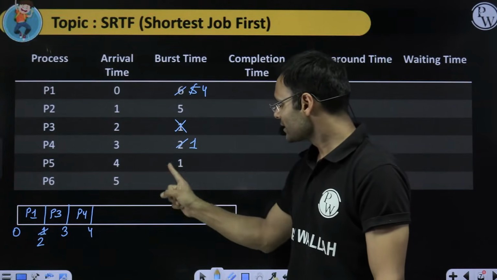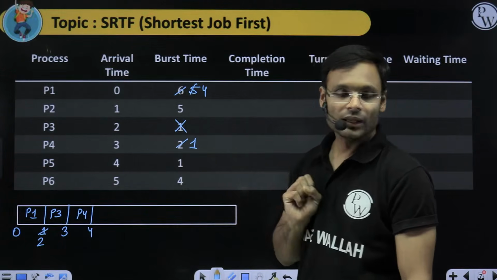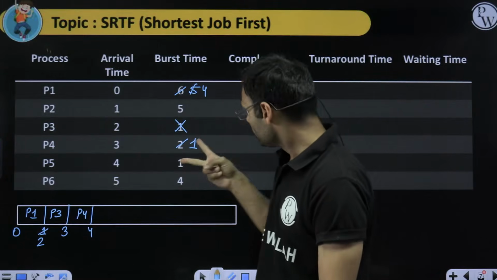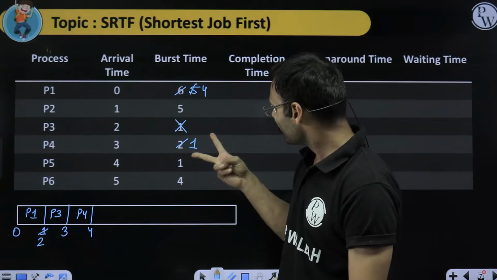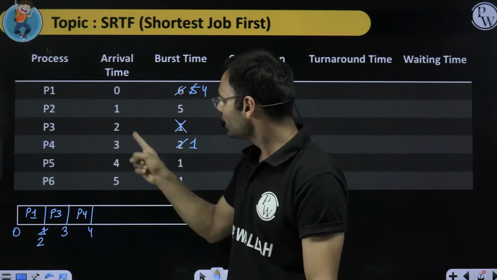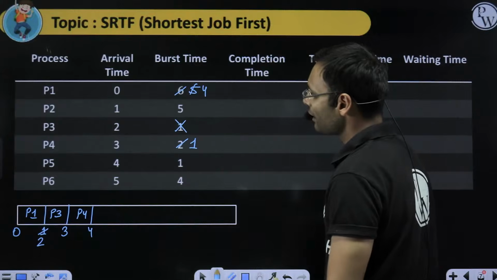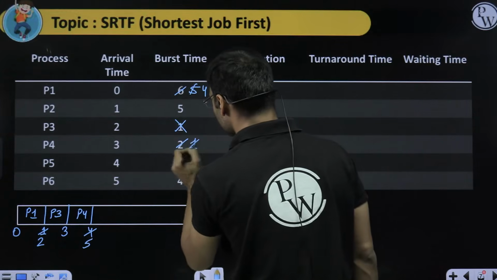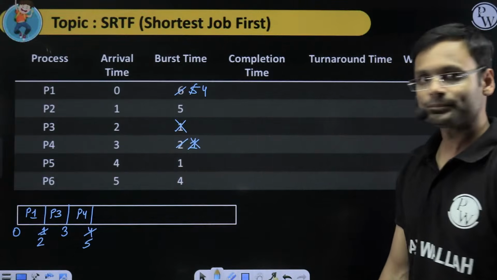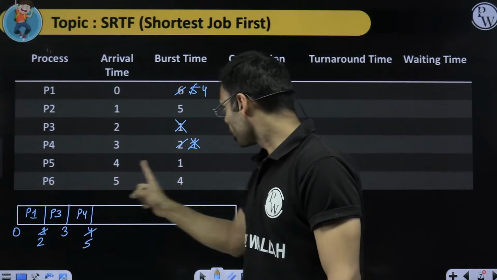At time unit 4, P5 arrived and it has remaining time 1. If it has remaining time 1, smallest burst time first, both have equal burst time. So I'll go with the minimum arrival time. I will continue with P4. I will continue it till 5. P4 completes. At 5, P6 also arrived.